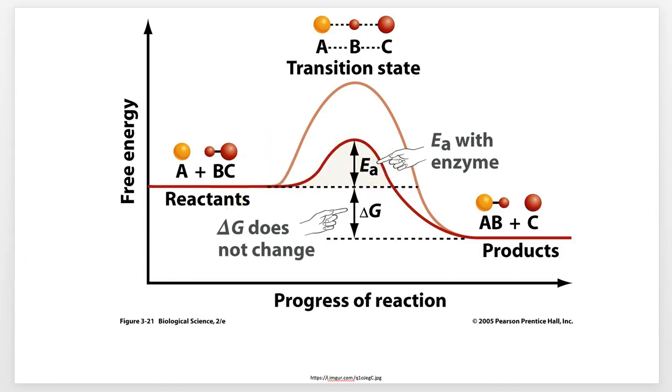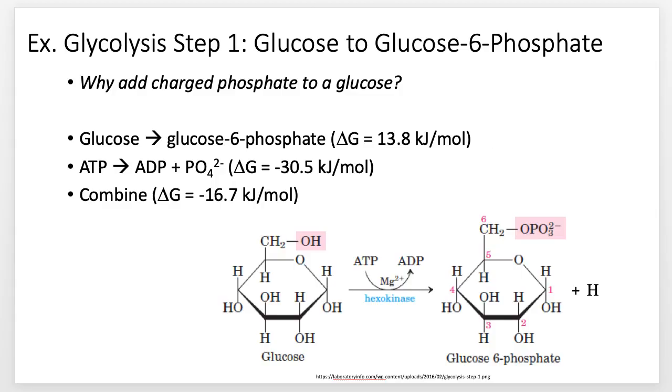Okay. Now, let's get to talking about an example. Okay, so for example, we're going to see this later on because we're going to spend an entire lecture on glycolysis, and you have to memorize it. So glycolysis, the first step is going from a glucose molecule to a glucose 6 phosphate. Okay, so we take a phosphate molecule and we stick it onto the number 6 carbon. Why do we do that?